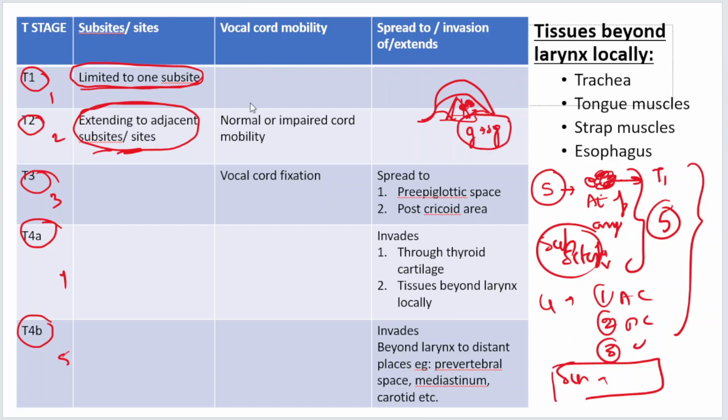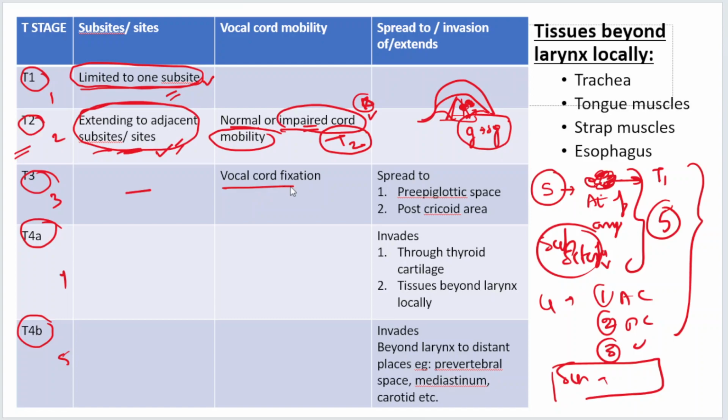Now we are adding one component. As long as the vocal cord mobility is normal, this one will apply. If it is limited to one subsite and there is impaired vocal cord mobility, it comes under stage T2. So with impaired cord mobility, whatever may be the extent of the tumor, it comes under T2. So impaired vocal cord mobility is very important. That's why in indirect laryngoscopy it's very important to see whether the vocal cord mobility is normal, impaired, or fixed.